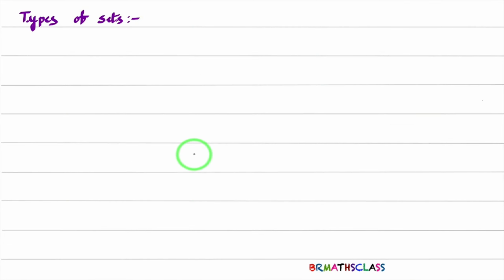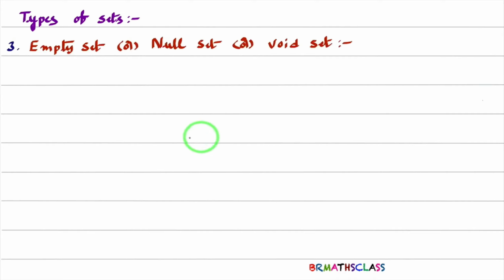Till now we learned about the definition of a set and how we represent a set. Now we will learn types of sets. In types of sets, first we will learn about the empty set. Empty set is also known as null set, and it is also known as void set.